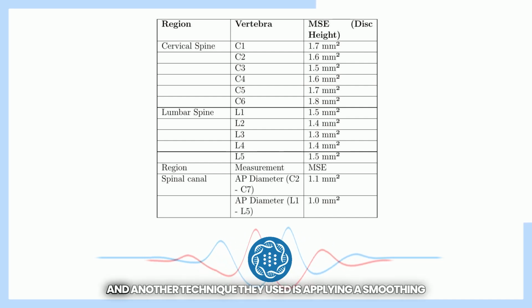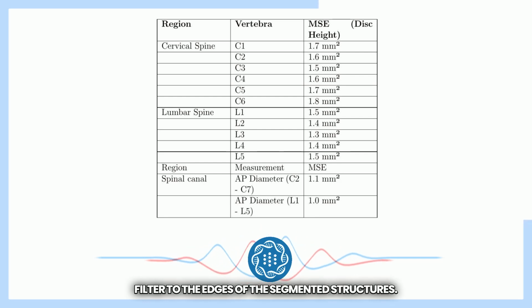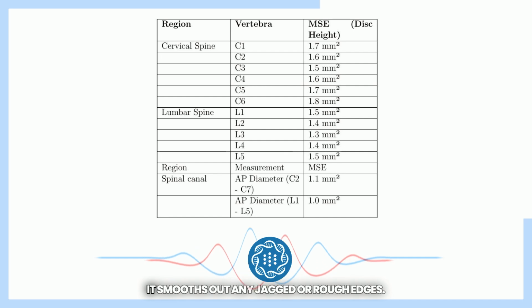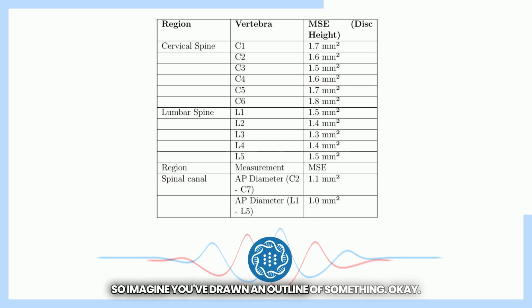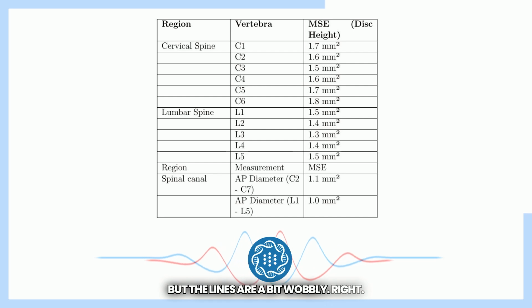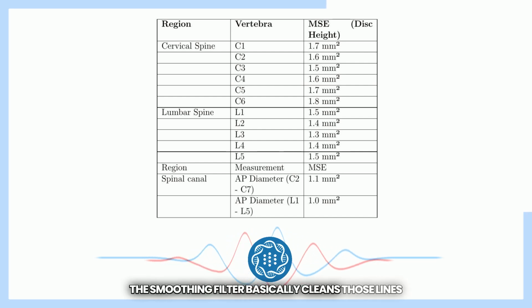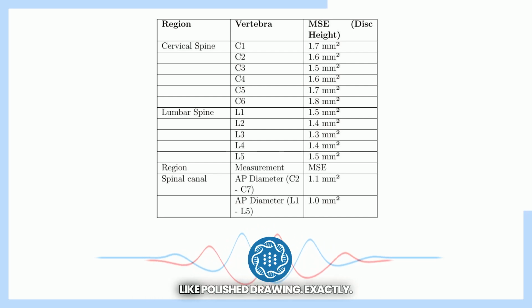I love that analogy. And another technique they used is applying a smoothing filter to the edges of the segmented structures. A smoothing filter, what does that do? It smooths out any jagged or rough edges, making the outlines more visually appealing and easier to interpret. So imagine you've drawn an outline of something, but the lines are a bit wobbly. Right. The smoothing filter basically cleans those lines up. Makes them look more professional, like a polished drawing.